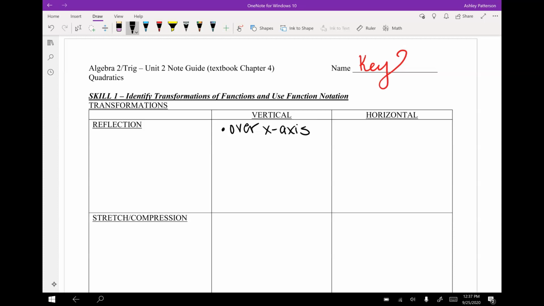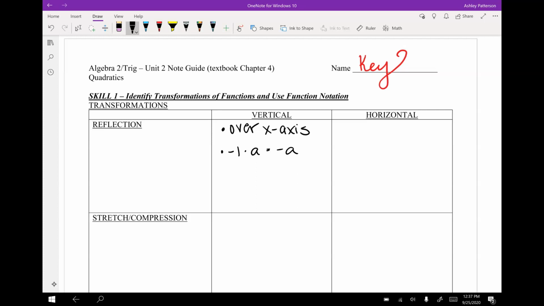Okay, and a side note, as I am going through and writing things down and speaking, please write down additional notes. Even if I don't write it, that doesn't mean you shouldn't, okay? So vertical reflection is flipping over the x-axis, and how do we see it? It's when there is a negative in front of the a value. That means that there is a vertical reflection.